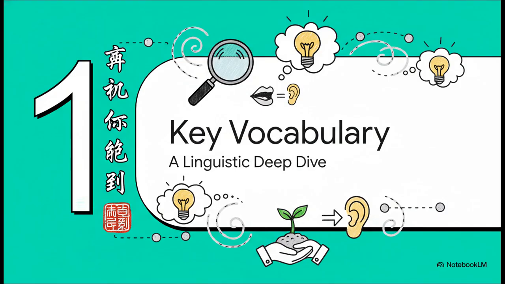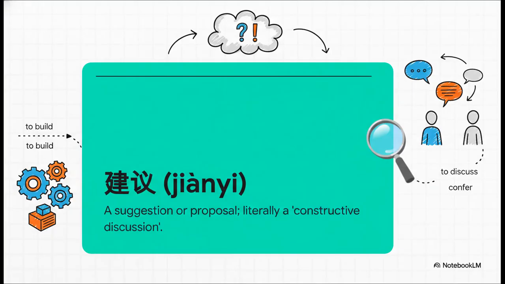To truly understand this, we have to go right to the source, the characters themselves. Simply translating a word like suggestion just isn't enough, because a Chinese character is like a story in miniature. It contains history, it contains philosophy, a whole worldview. So let's begin by deconstructing the word for suggestion. The word for suggestion is 建议. Now, let's really look at the characters. The first one, 建, means to build or to construct. The second, 议, means to discuss.